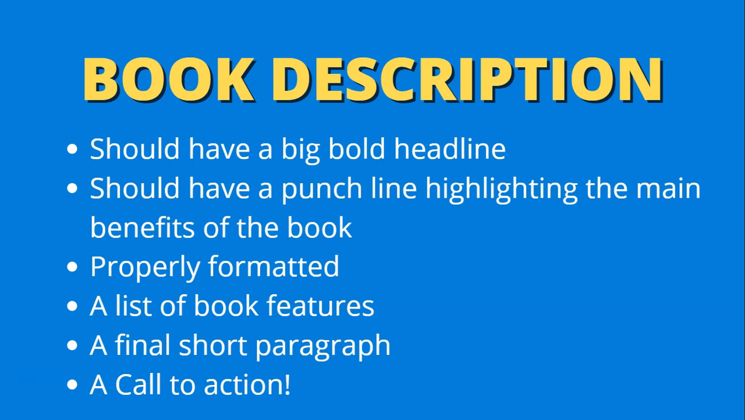Just like you do in the subtitle, you should include 2 to 3 benefits. It can be 4 or 5 benefits of the book in the first paragraph. There should be a bold headline, then a punchline that includes the main benefits of the book. Next, it should be properly formatted. It should include bold words, paragraph breaks and line breaks, and it should also include a list of book features, and a final short paragraph.